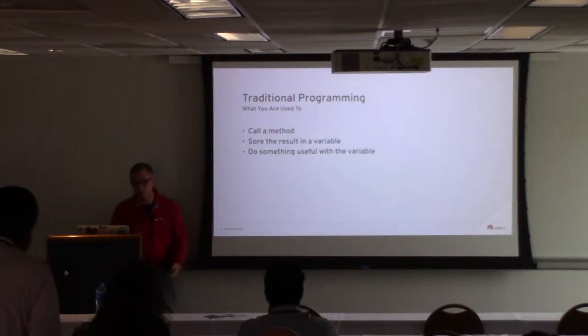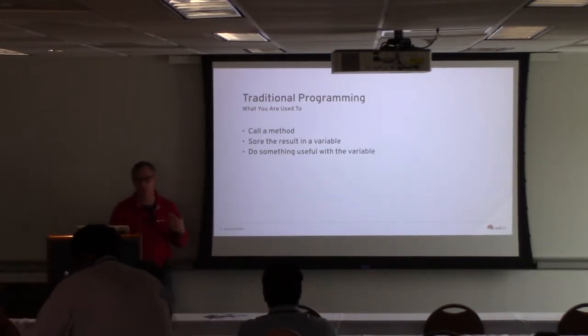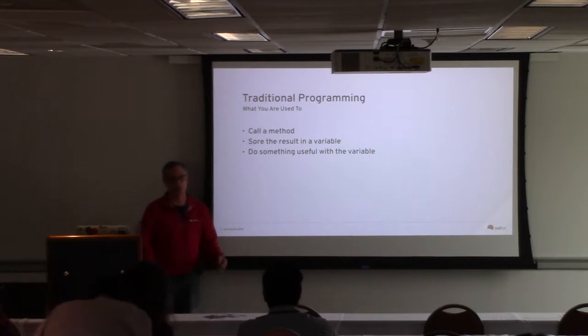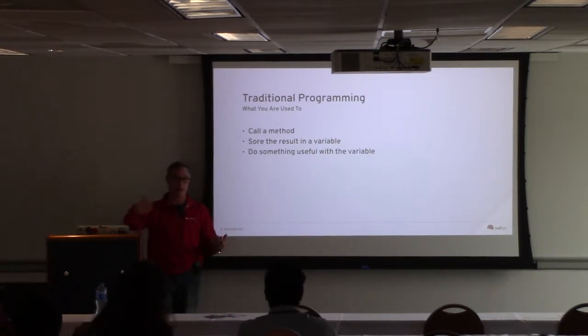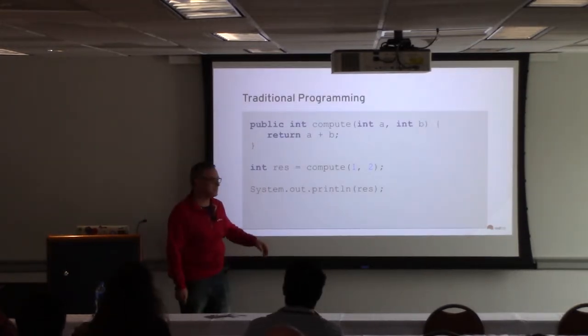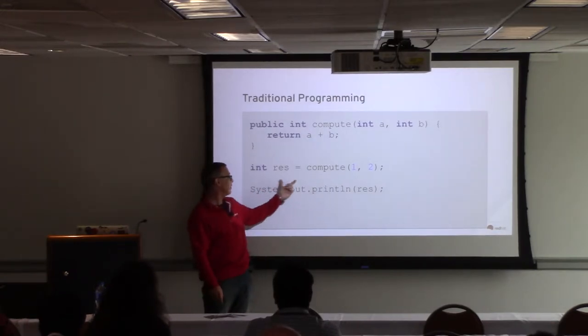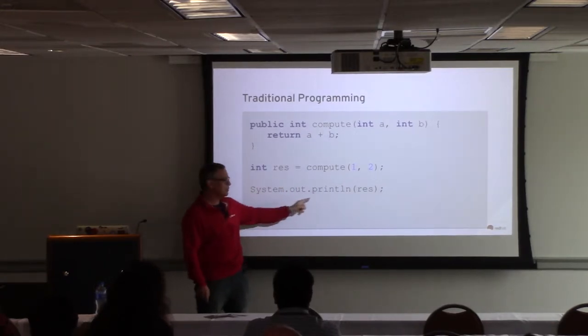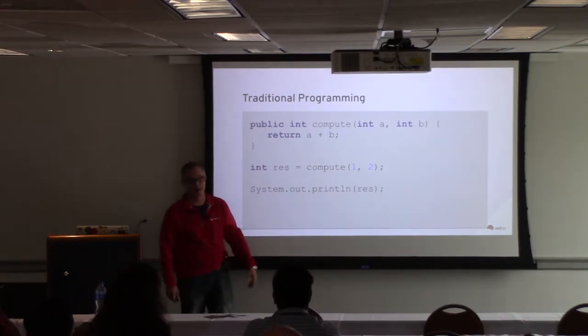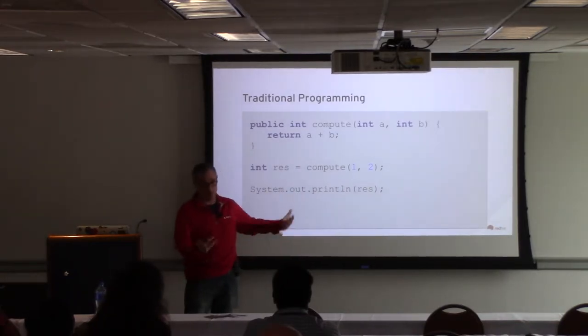All right, so everybody in here is a programmer or writes code, right? Okay, excellent. So traditional programming, right, imperative programming, what you normally do, the way we write code is we call a method, we get the output from that method, store it in a variable, and then we do something useful with that variable. Right? Useful method, I know, it had to fit on my slide, right? And then we call this compute method, and we store it in this variable, and then we do something useful. In this case, we print it out to the console, right?